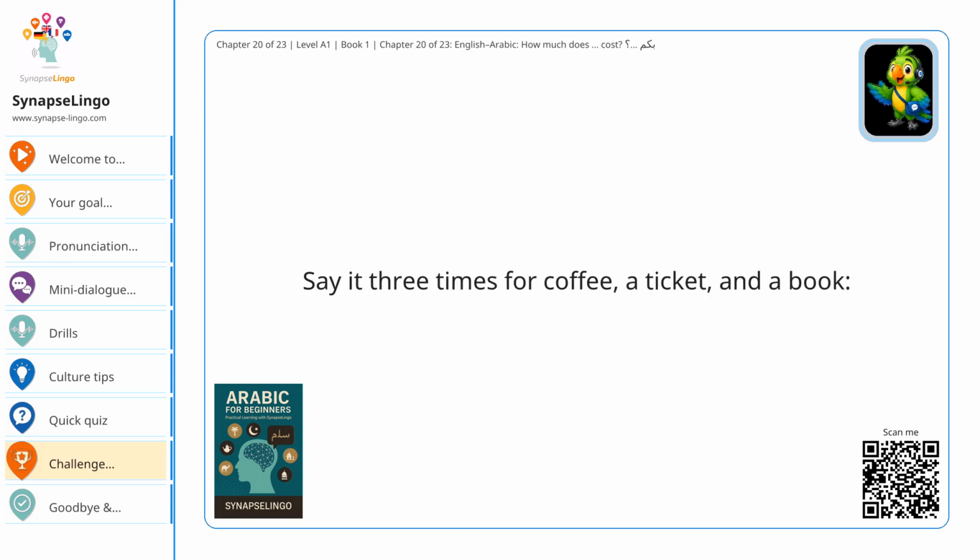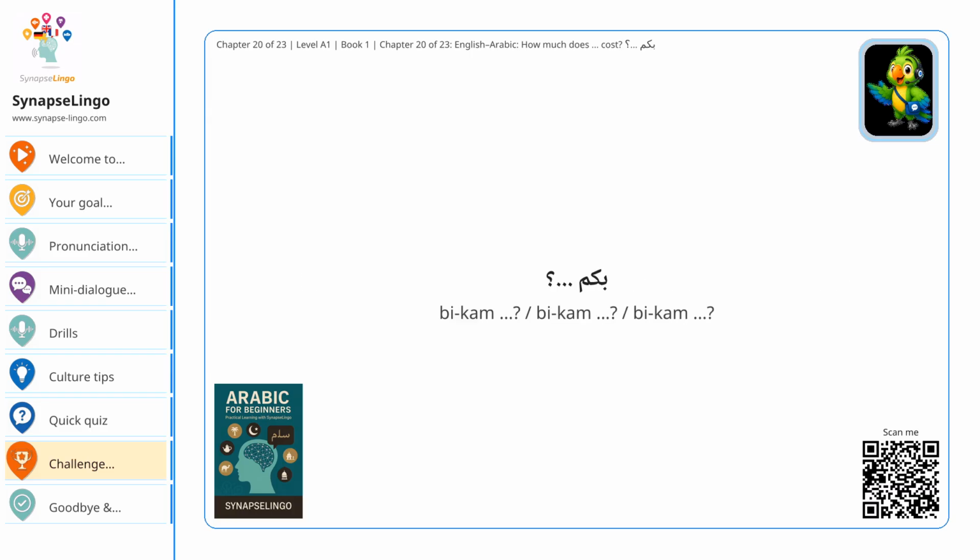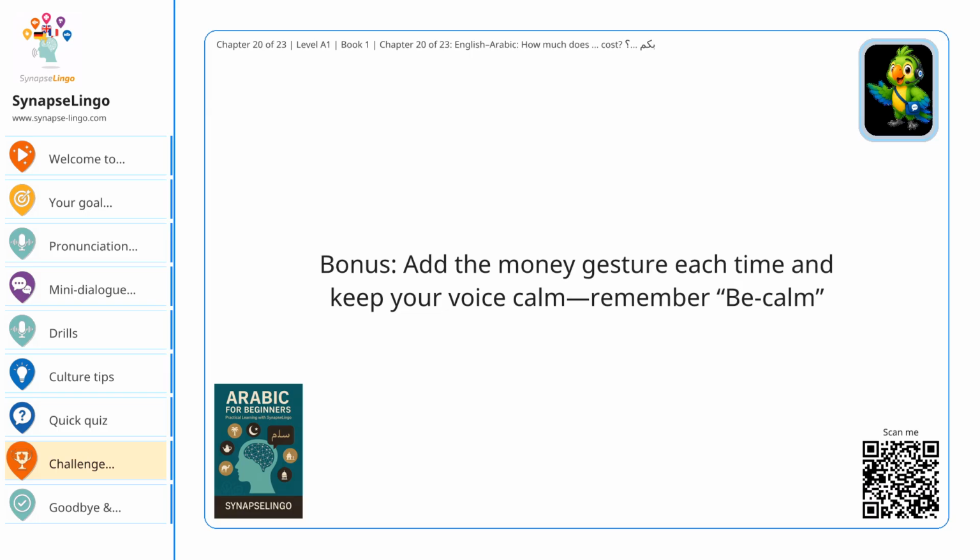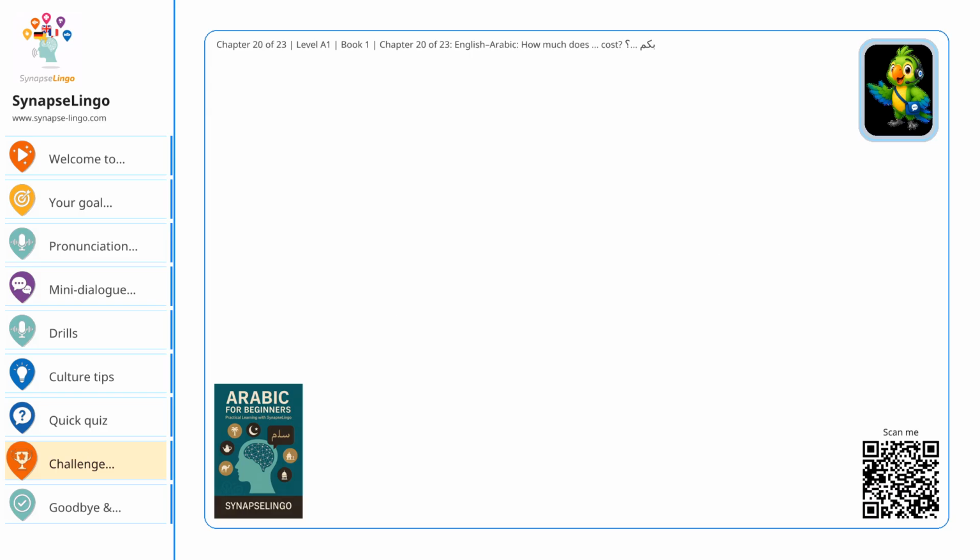Challenge time. Speed round, 10 seconds, you lead. Say it 3 times for coffee, a ticket, and a book. بكم. Bonus: add the money gesture each time and keep your voice calm, remember, be calm. بكم.